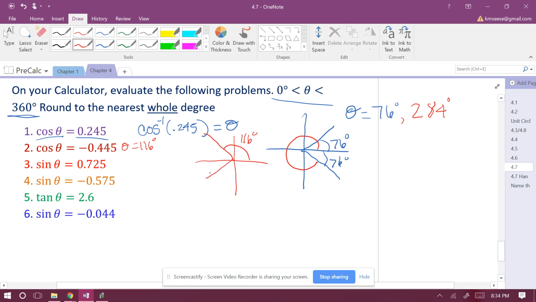Or I could be in quadrant 3. But my answer needs to be a positive value between 0 and 360. So I measure from here to here, which would be 180 plus this little piece, or the easiest way to do it would be 360 minus 116, which will give me 244. All right, so pause this video and see if you could figure out the rest of it.